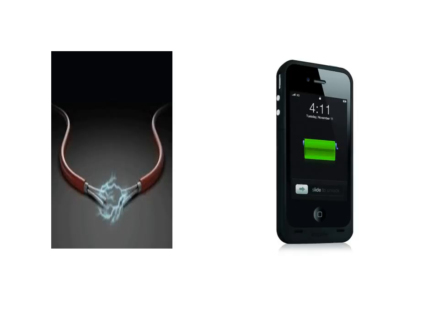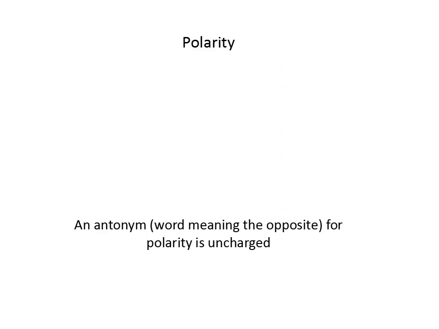Here we see in the first image a charged wire. Electric current is flowing through this wire. In the second image, we see a charged cell phone. The battery in this phone is fully charged with electrical energy. An antonym, or word meaning the opposite, for polarity is uncharged.